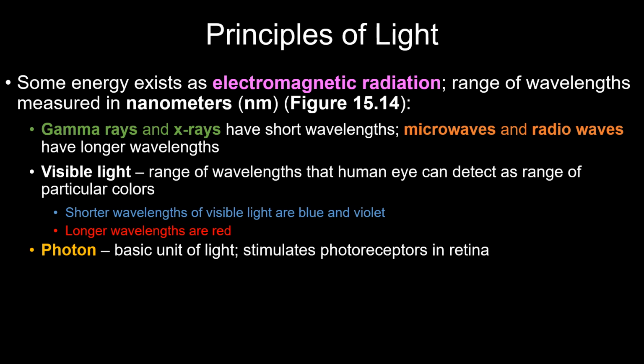The visible light frequency is the range of wavelengths that we can detect with our eyes. We're able to perceive segments of that range as particular colors. Shorter wavelengths, about 420 nanometers, are like blues and violets, with longer wavelengths, like 660 nanometers, are more red. And then regardless of wavelength, light as a unit is measured as a photon. And a photon is what is going to stimulate the photoreceptors in the retina.